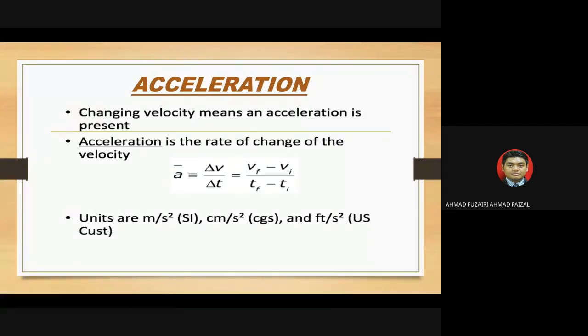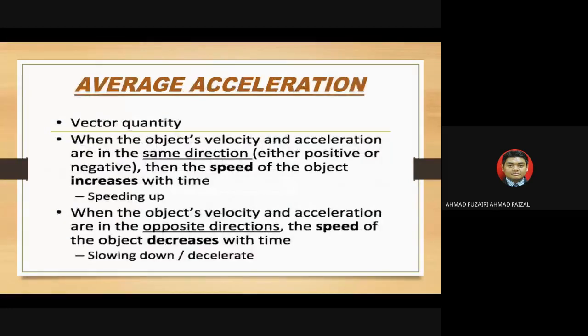You may also use other units such as centimeter per second squared and feet per second squared to indicate the acceleration. Acceleration is a vector quantity having both magnitude and direction. When the velocity and acceleration are in the same direction, the speed of the object will increase with time. Therefore, the object is speeding up. Otherwise, when the object's velocity and acceleration are in opposite directions, the speed of the object now decreases with time. We may say that the object is slowing down or decelerating in its motion.